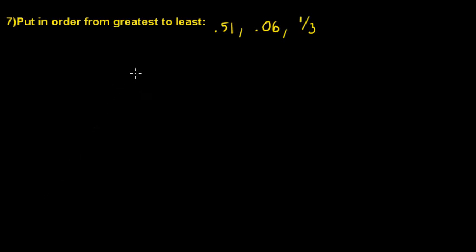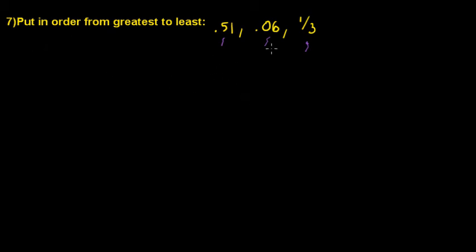Okay, and the last problem. Put in order from greatest to least: 0 and 51 hundredths, 0 and 6 hundredths, and 1/3. These are in different terms. We've got a fraction and we've got decimals. So we have to either convert all the decimals to fractions, simplify, and get the same denominator, or we could just convert this 1/3 to a decimal and then get the same place value. We're going to do the second option. That's a little bit quicker.